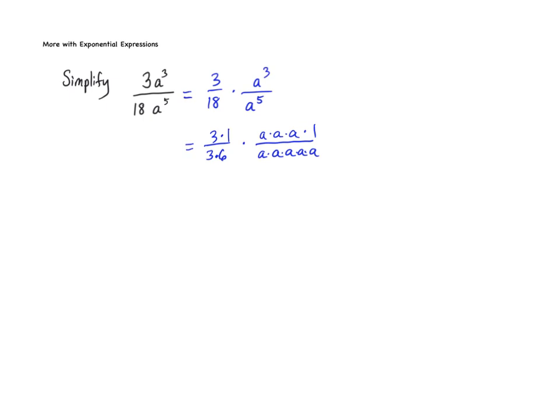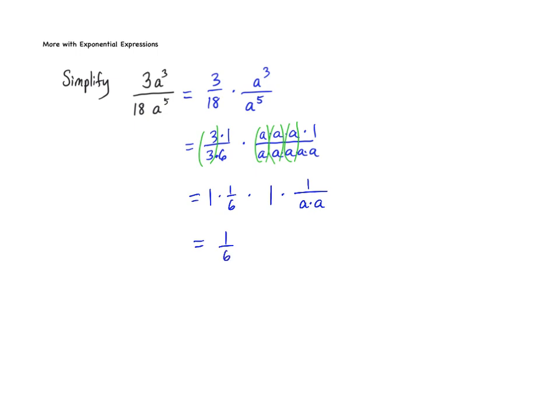Now these fractions could be broken up further, but I'm just going to highlight here. I've got a bunch of things where 3 over 3 is a 1. A over a is a 1. So I have 1 times 1/6. And I have 1 times 1 over a times a. Again, 1 times anything is just keeping it itself.